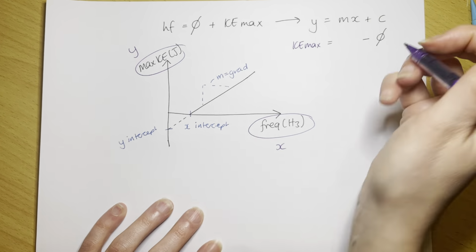There's also one more thing to look at, and that's the x-intercept, and it must be a frequency because it's on the x-axis. And what we find is the x-intercept is the threshold frequency, f0.